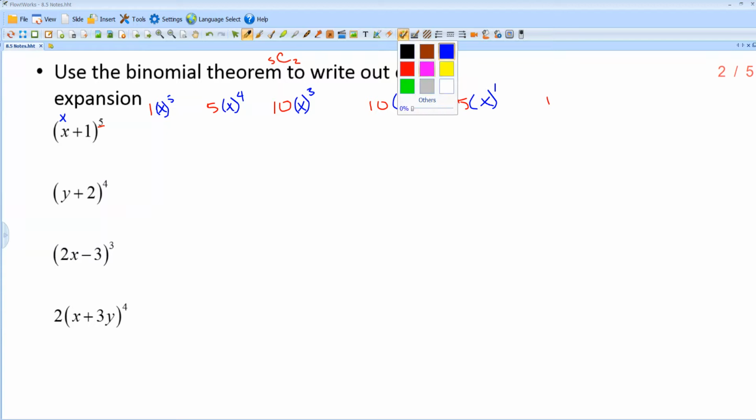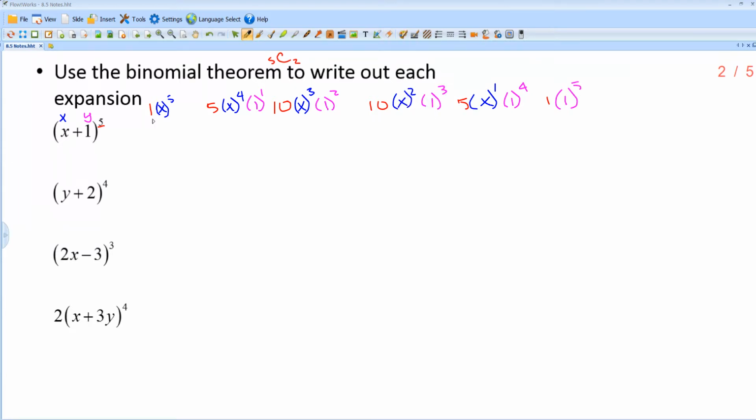Now I'll switch to pink. So 1 is being used in place of our y term, our 2nd term. So this is 1 to the 0, then 1 to the 1st, 1 to the 2nd, 1 to the 3rd, 1 to the 4th, and 1 to the 5th. So now I have all these separate terms.